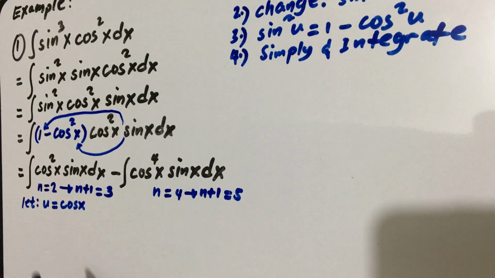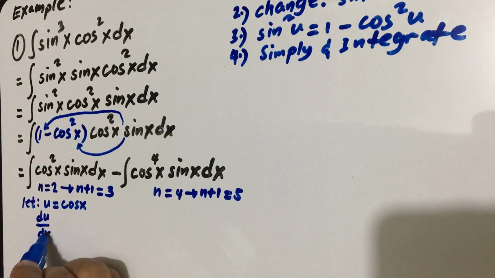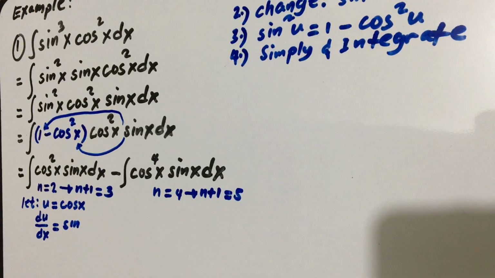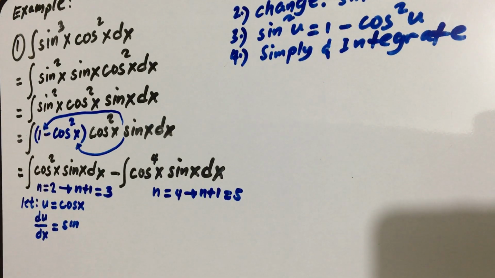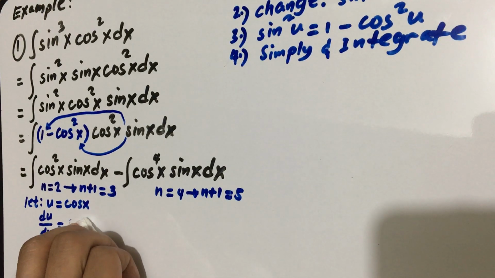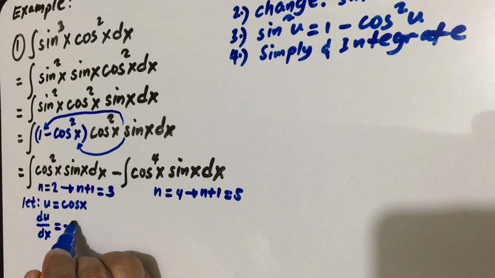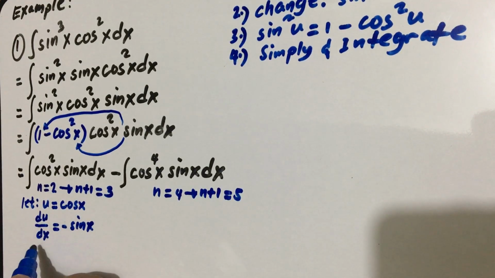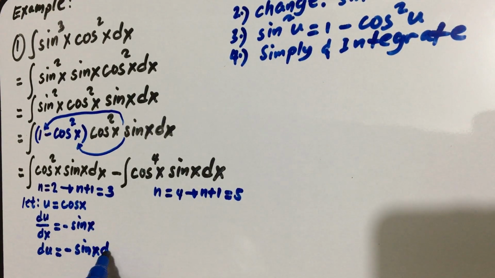So if our u is equal to cosine x, then we can solve for du over dx, which is equal to sine, or this is minus, no? From the differential calculus formula, this is minus sine x. Then solving for du, we have du equal to minus sine x dx.